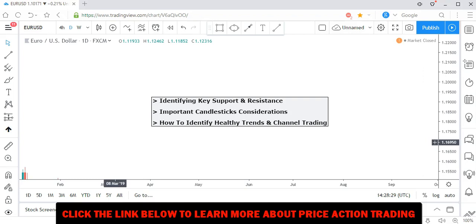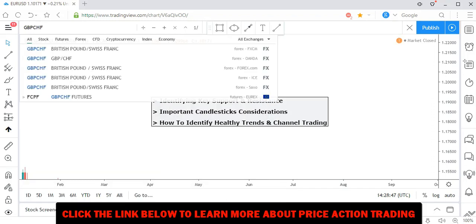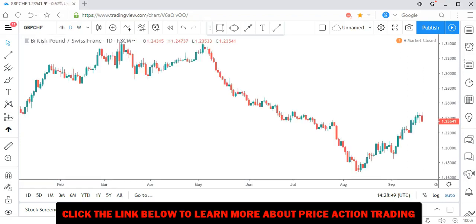So let's jump in. First, let's see how we can identify the key turning points, that is support and resistance, on the live chart. So we start with, which pair should we use? Okay, let's see GBP Swiss francs. This is the TradingView trading platform. This platform is called TradingView.